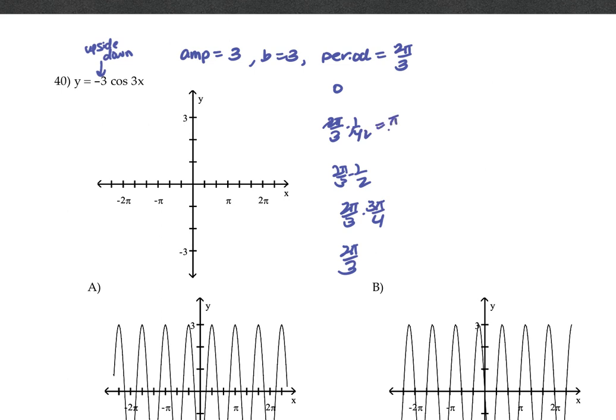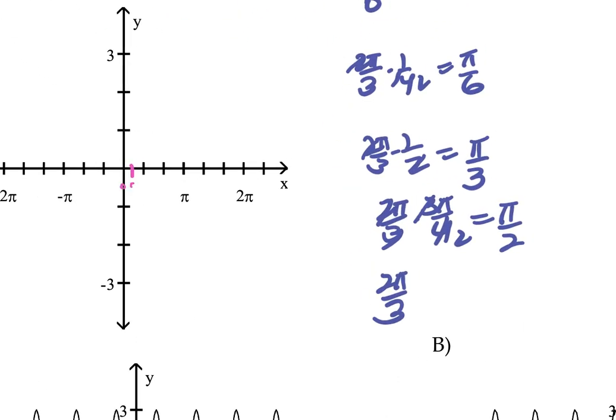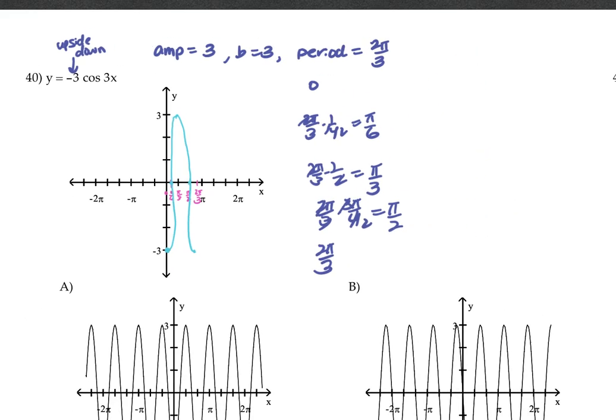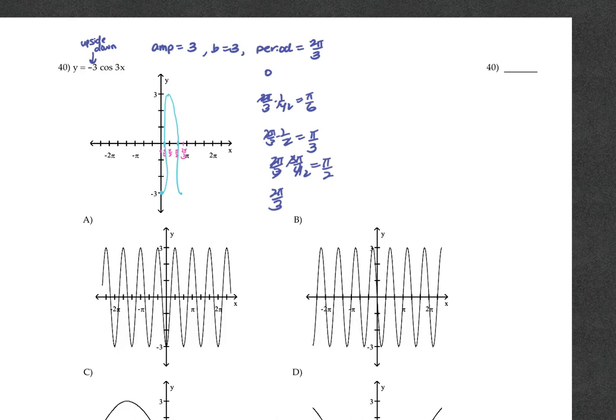So this would reduce to pi over 6, pi over 3, pi over 2, and then 2 pi over 3. So this is pretty squished. You'd get 0, pi over 6, pi over 3, pi over 2, 2 pi over 3. And because it's cosine, normally we start at the amplitude, but it's a negative cosine. We're starting at the negative amplitude, coming up, up, down, down. And my curve looks like that. So if you compare that with what's given to you, that would be A.